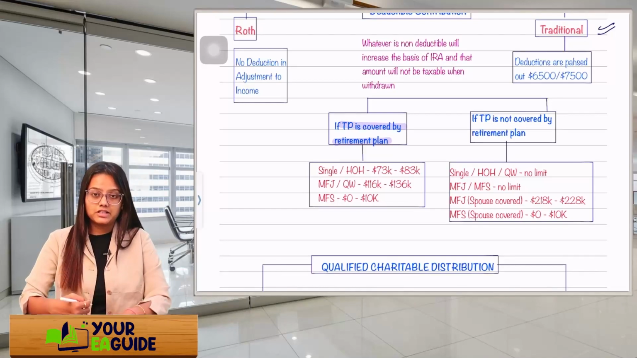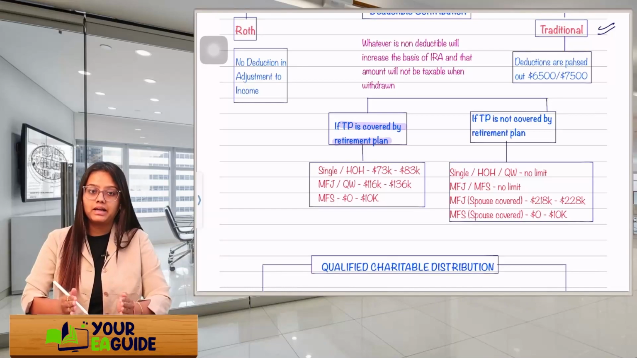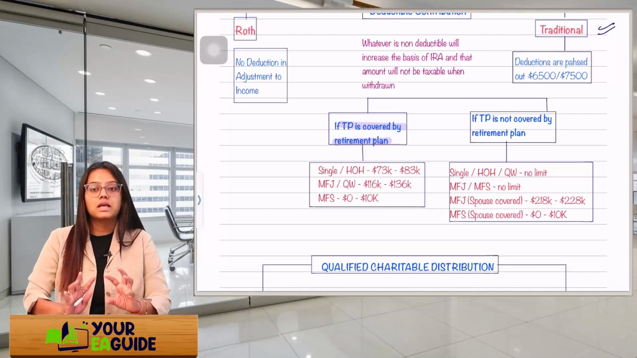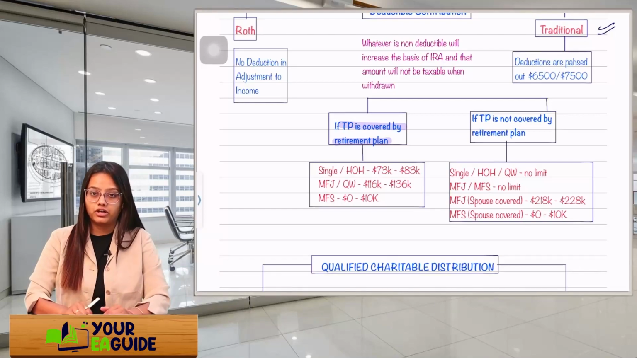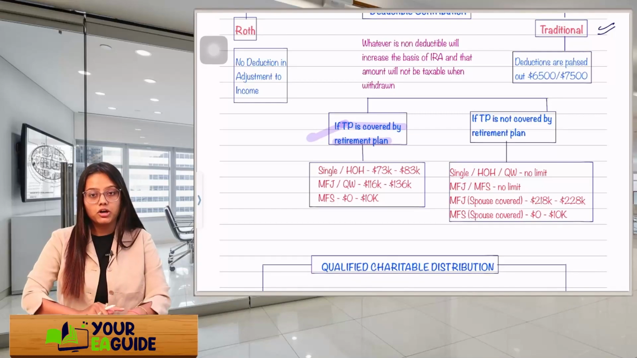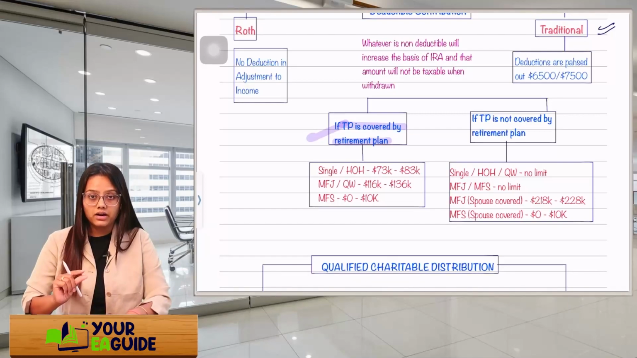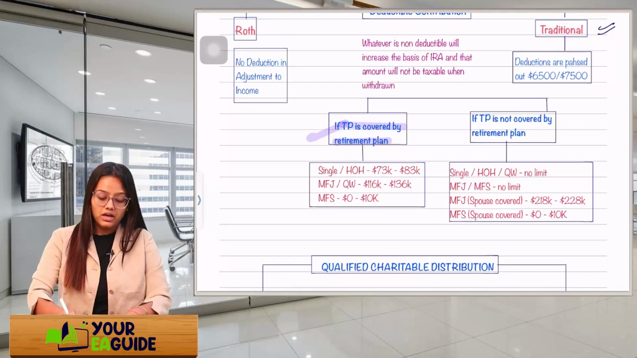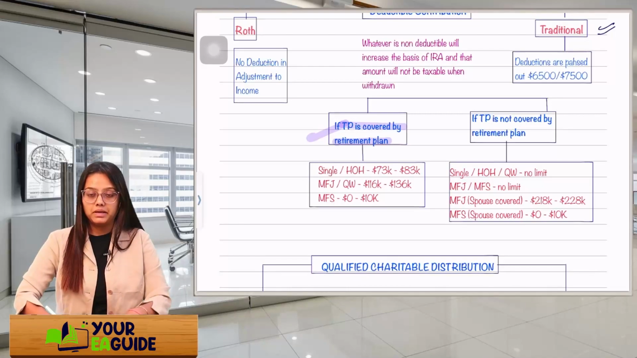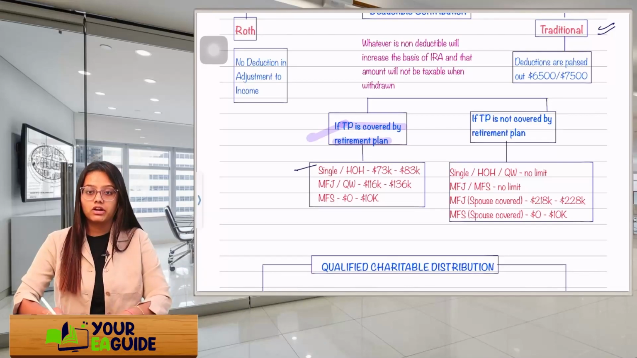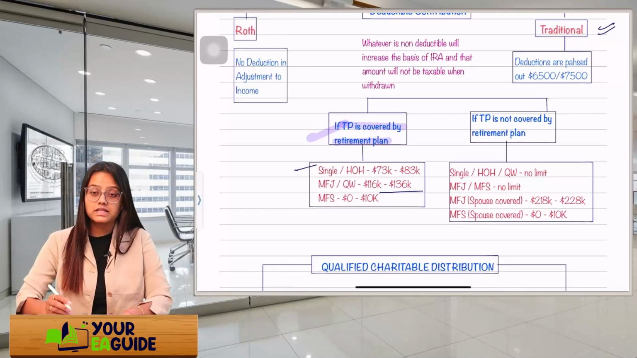Okay, if a taxpayer is a working professional, he might be covered by the retirement plan at a workplace. Let's say his employer has taken a retirement plan for him. So if a taxpayer is covered by the retirement plan at the workplace, then the deductible portion will get limited. The deductions will be applicable based on the AGI phase out limit. The AGI phase out is 73 to 83 for single or HOH, 116 to 136 for MFJ or qualifying surviving spouse, and 0 to 10,000 for MFS.